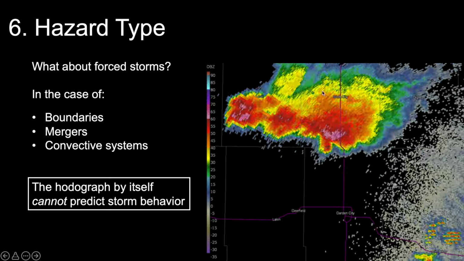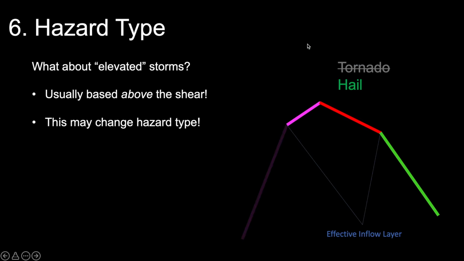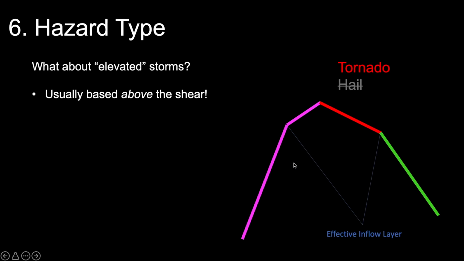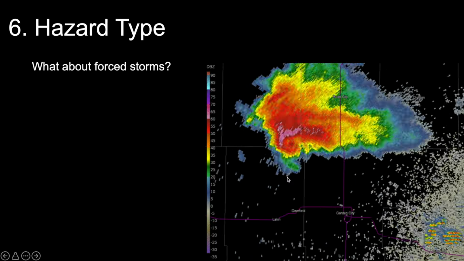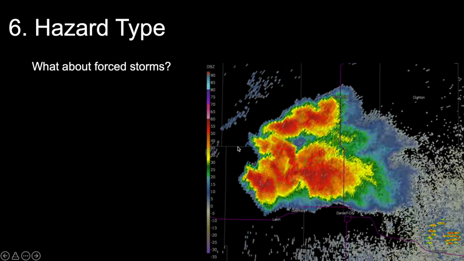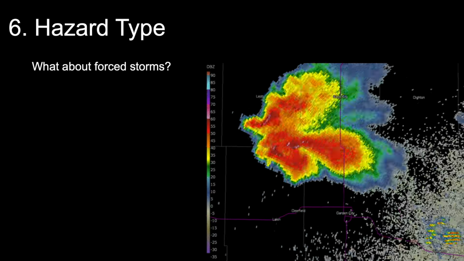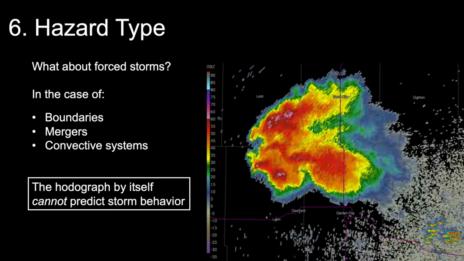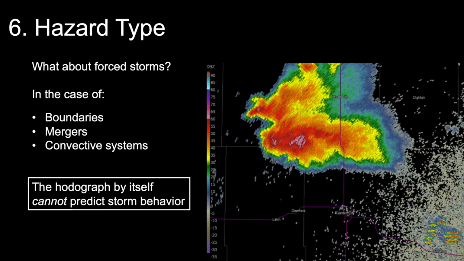There are many instances where, say, you have an environment that's mostly favorable for hail, but not tornadoes, and you get a cell merger and you get a tornado. Or you can have an environment that's mostly favorable for tornadoes, like this one. You get a merger. You can also get hail with this environment. Or if you're in an MCS that happens to move in a particular direction relative to the hodograph, all sorts of things can help induce hazards where otherwise were not predicted using the hodograph.